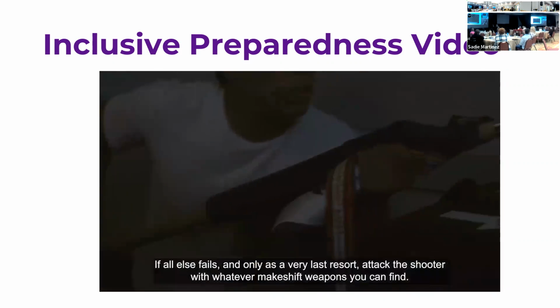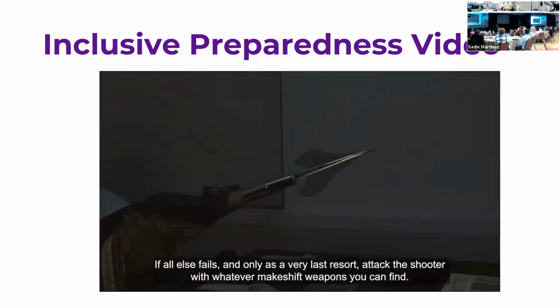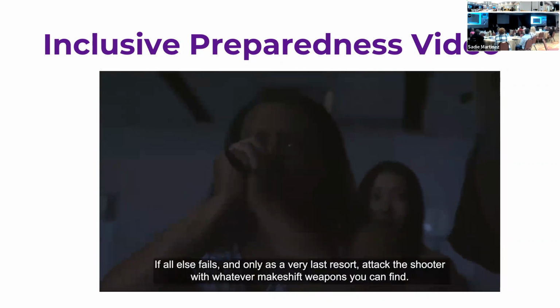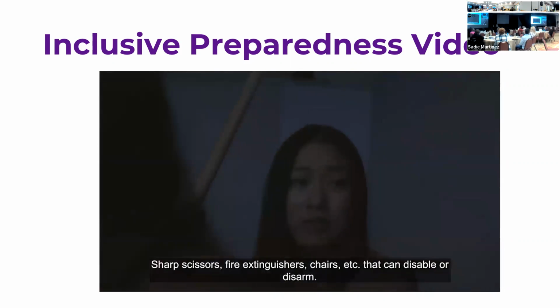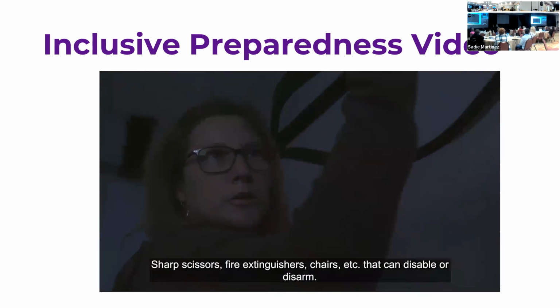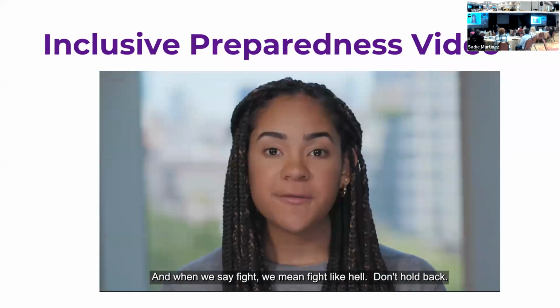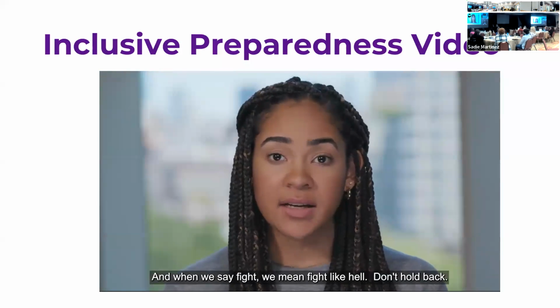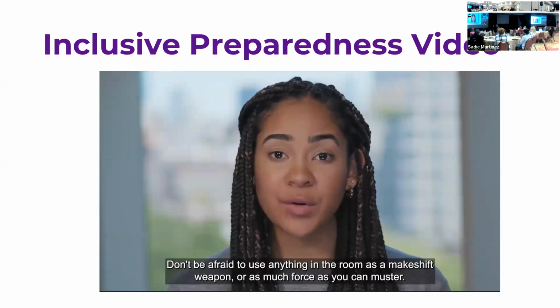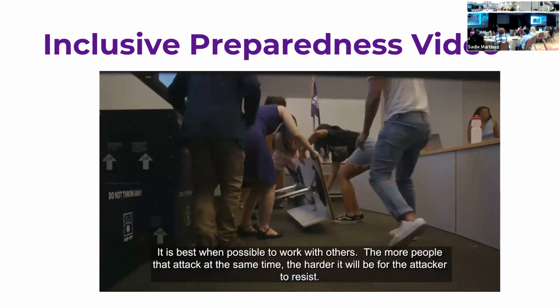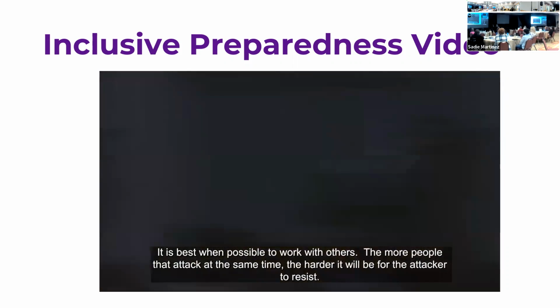If all else fails, and only as a very last resort, attack the shooter with whatever makeshift weapons you can find. Sharp scissors, fire extinguishers, chairs, etc. that can disable or disarm. And when we say fight, we mean fight like hell. Don't hold back. Don't be afraid to use anything in the room as a makeshift weapon or as much force as you can muster. It is best, when possible, to work with others. The more people that attack at the same time, the harder it will be for the attacker to resist.